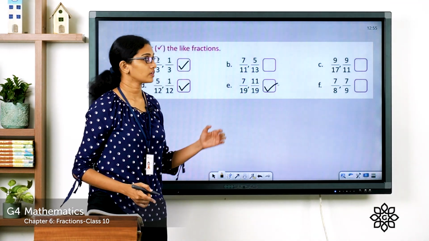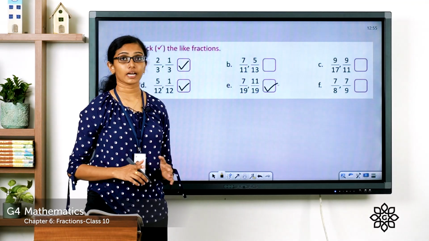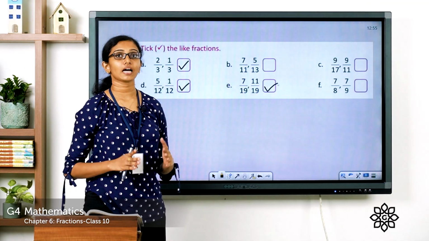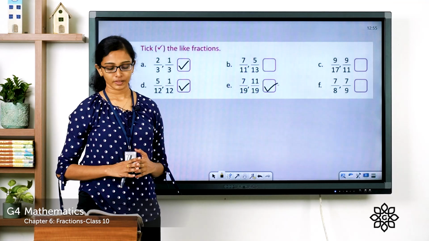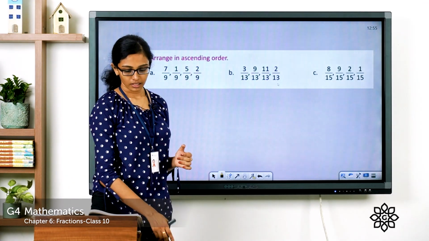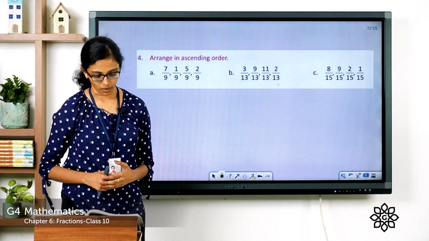And question F, 7 by 8 and 7 by 9. Different denominators and hence unlike fractions. Clear? Now the fourth question, arrange in ascending order.